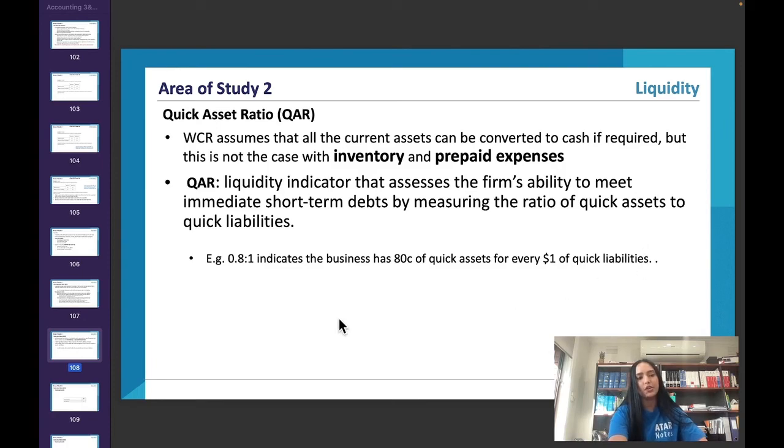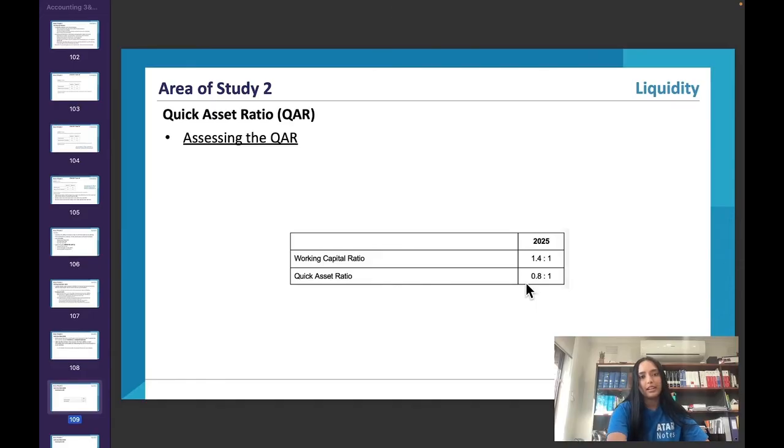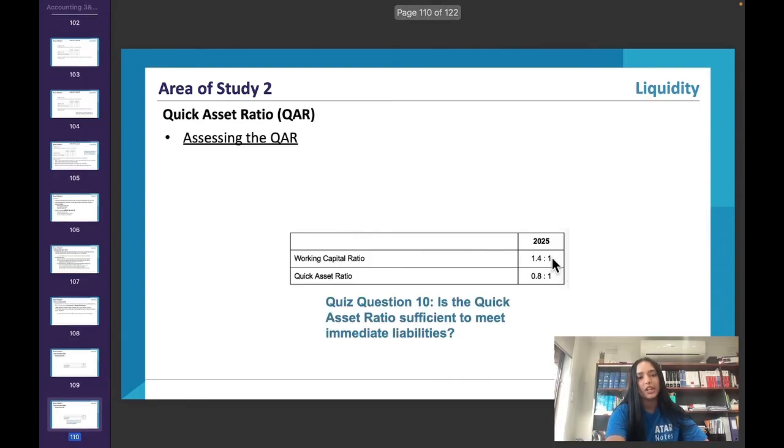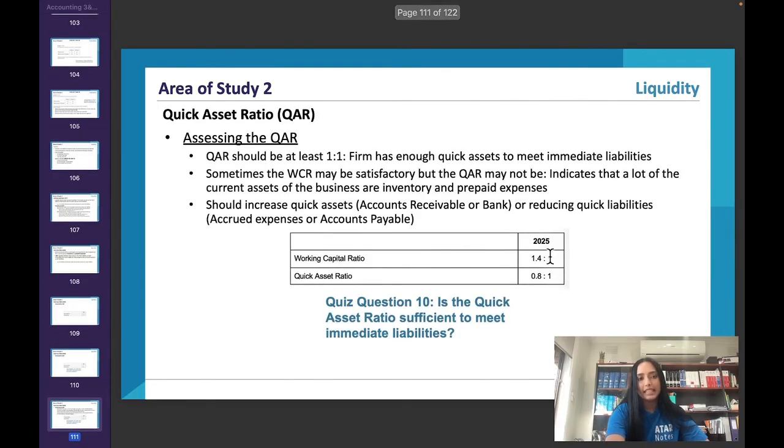With quick asset ratio, for example, 0.8-to-1 means that the business has 80 cents worth of quick assets for every $1 of quick liabilities. And we assess quick asset ratio by comparing it to working capital ratio. So in this case, a quick asset ratio of 0.8-to-1 is not satisfactory, because quick asset ratio should be at least 1-to-1, which means that the firm has enough quick assets to meet its immediate quick liabilities.